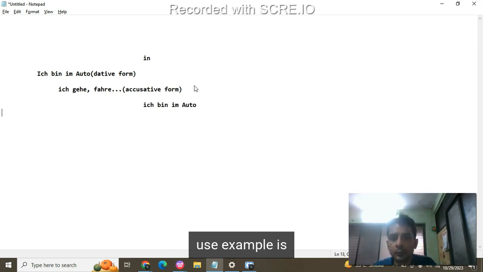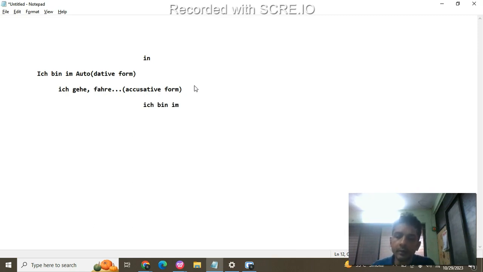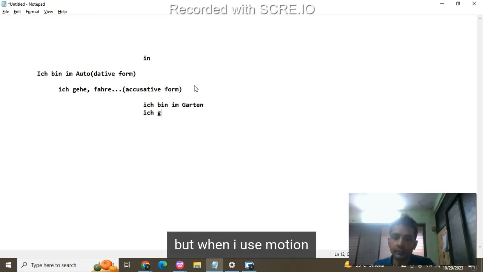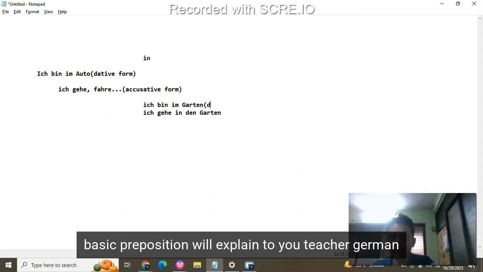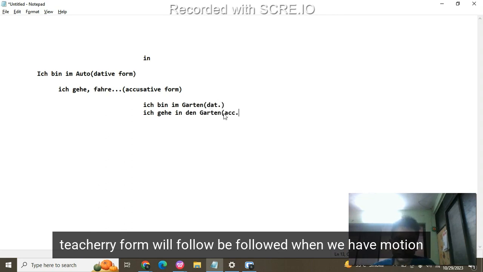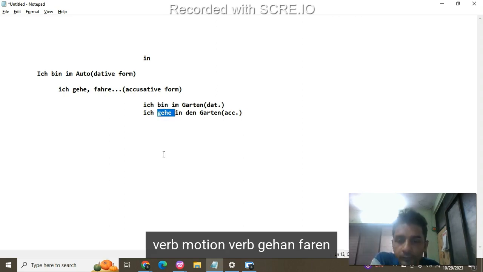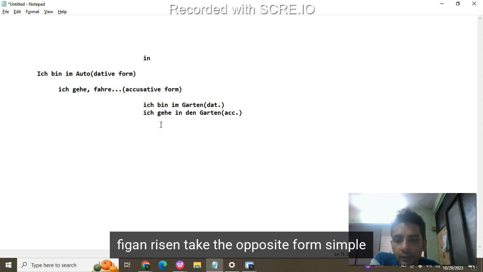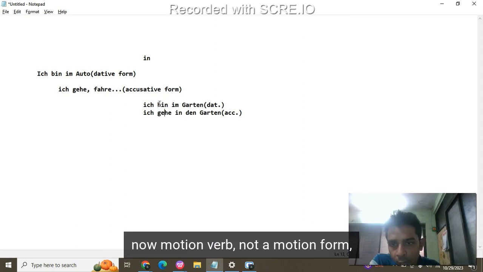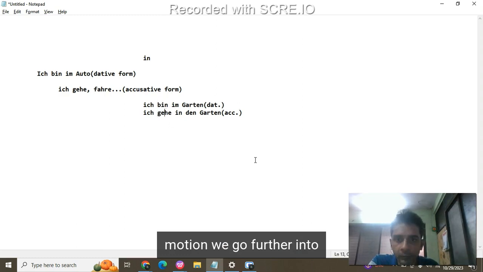Here's a simple example: ich bin im Garten. But when I use a motion verb, ich gehe in den Garten, this is the accusative form. This is the basic two-way preposition rule; any German teacher will explain this to you. The accusative form is followed when we have a motion verb: gehen, fahren, fliegen, reisen. A verb that is not a motion verb will take the dative form, and a motion verb will take the accusative form.